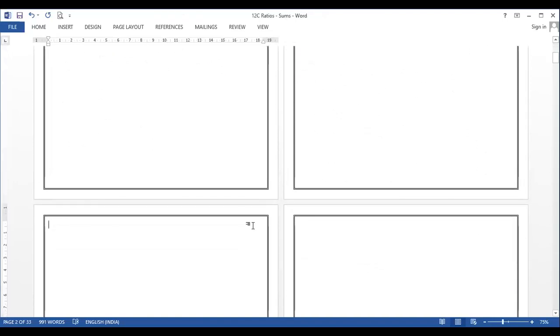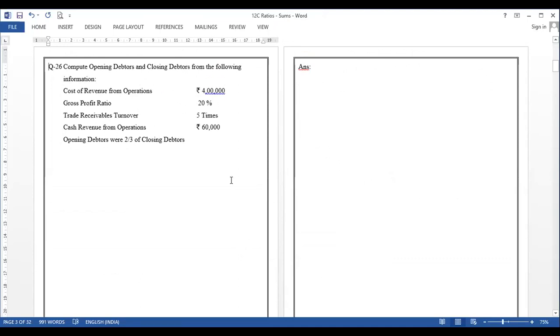The next sum is to compute the opening and the closing debtors. Cost of revenue from operations and the gross profit ratio are given to us. Very interesting. Trade receivables turnover ratio, cash revenue from operations, and opening debtors were 2/3 of closing debtors. How to start the sum? Sir, we can find the revenue from operations with the help of the gross profit ratio and the cost of revenue from operations.